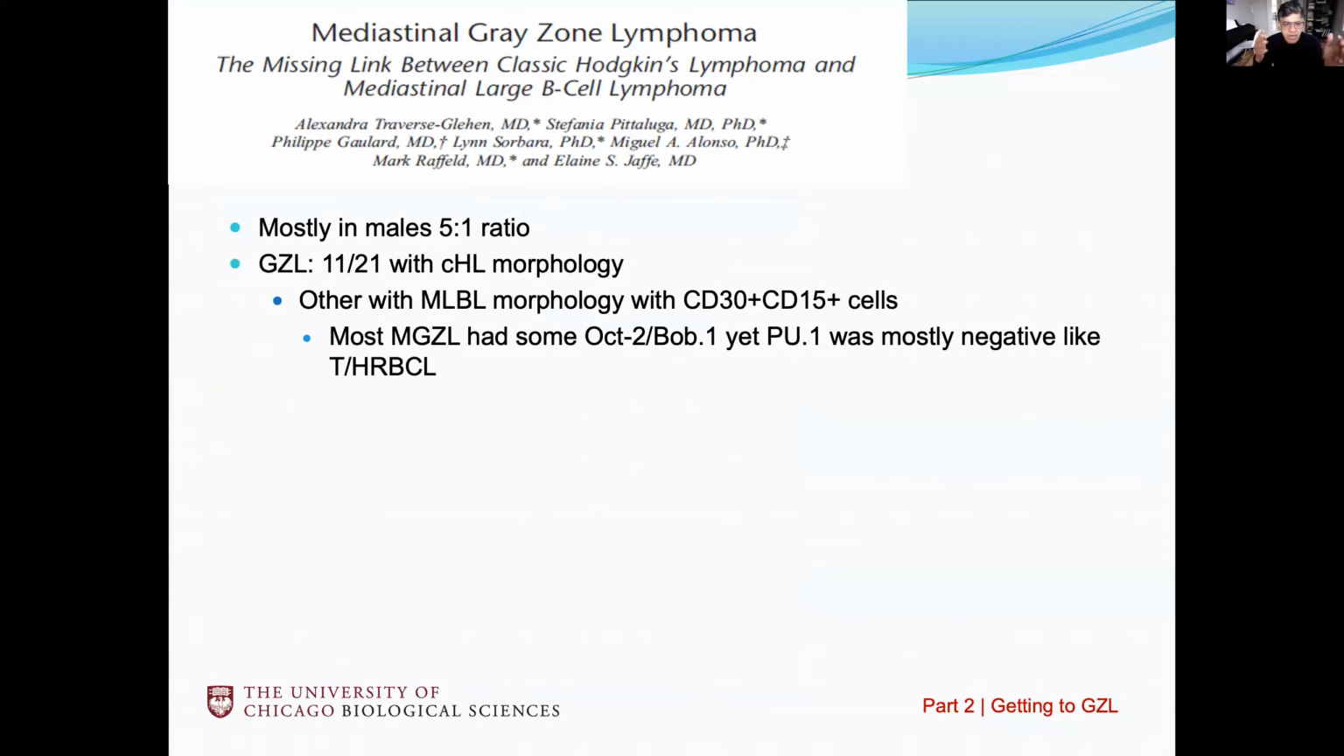So it typically occurs mostly in males. Most of the patients turned out to be males, and of course, at least half of them will have a CHL morphology. So you have to be careful when you're looking at Hodgkin's to see if you could get to gray zone based on the morphology. There are clinical clues, so you have to use those clinical clues. Let's not get into POU1 and stuff like that. I'm going to skip that part for now.